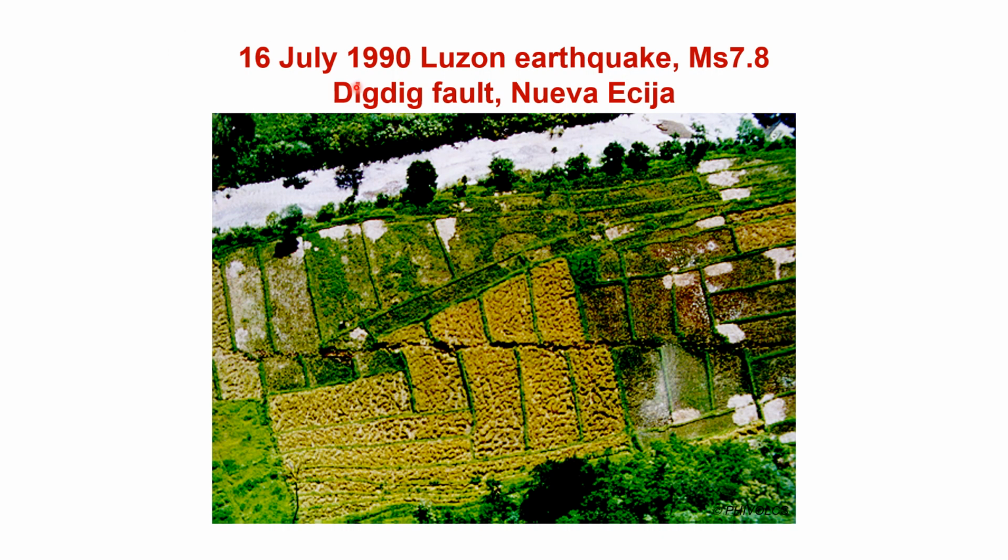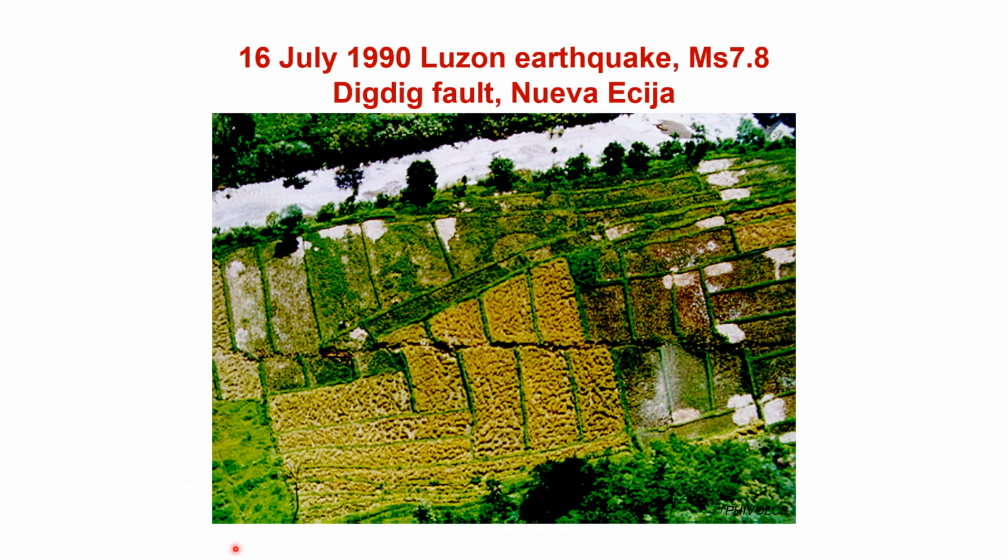And in fairly recent history, we have the 1990 Luzon earthquake. Its magnitude is 7.8, and the epicenter is in Nueva Ecija. So, the epicenter is in Nueva Ecija, and as you can see here, kitang-kita yung napakagandang ground rupture, which is a left lateral strike slip fault.